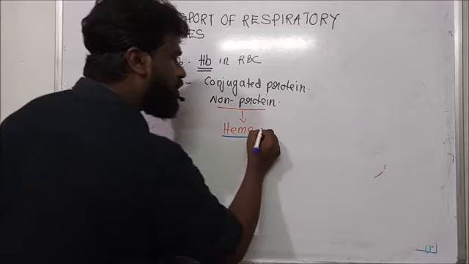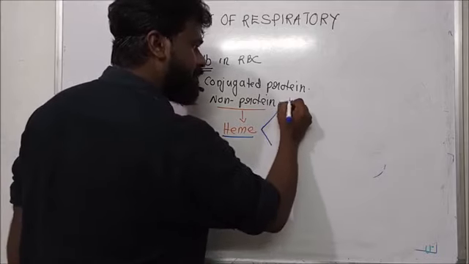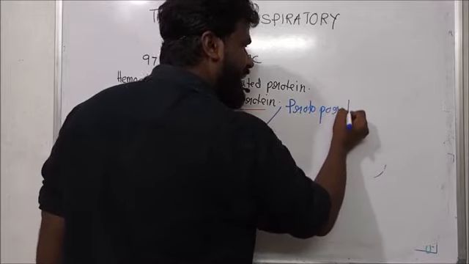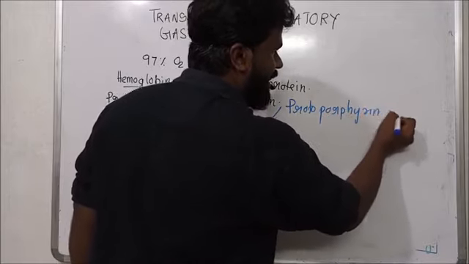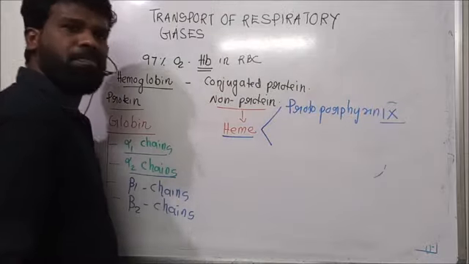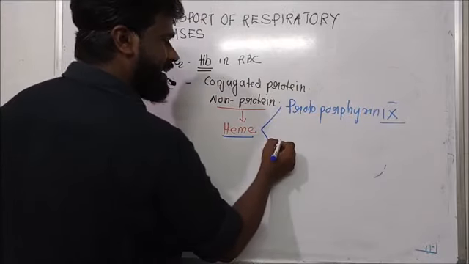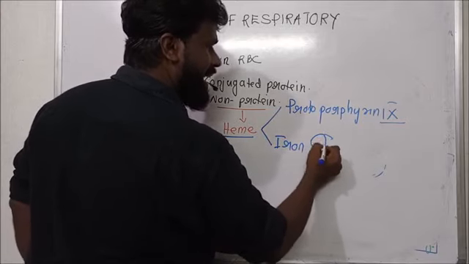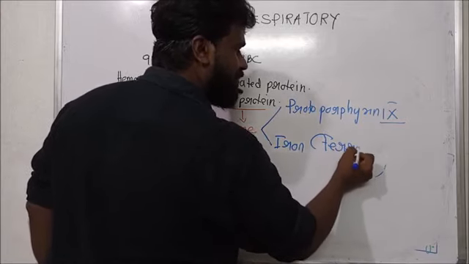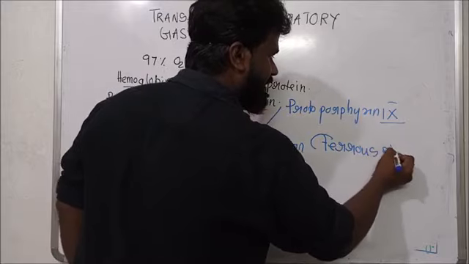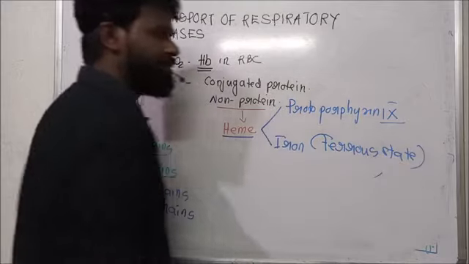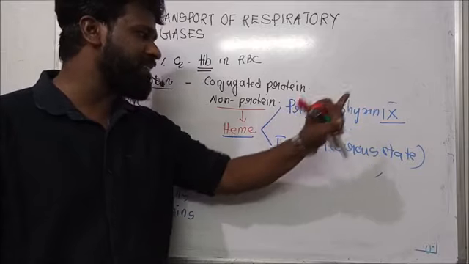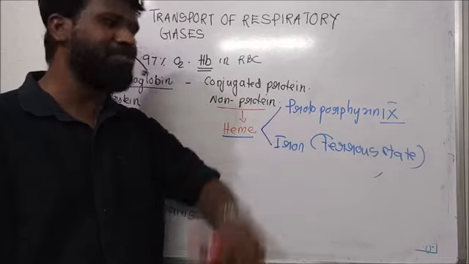This heme is formed of protoporphyrin 9 and iron. This iron is in the form of ferrous state. This is the non-protein part. This non-protein part, heme, is formed of protoporphyrin and iron in the form of ferrous state.